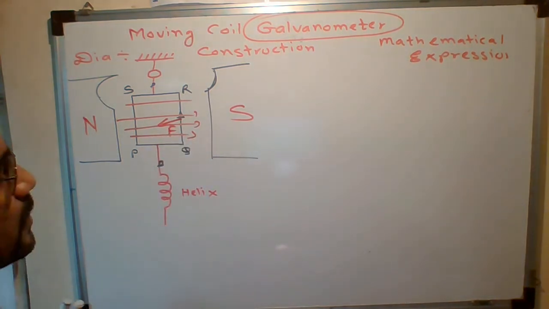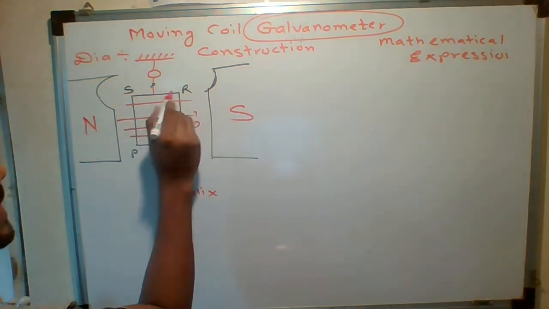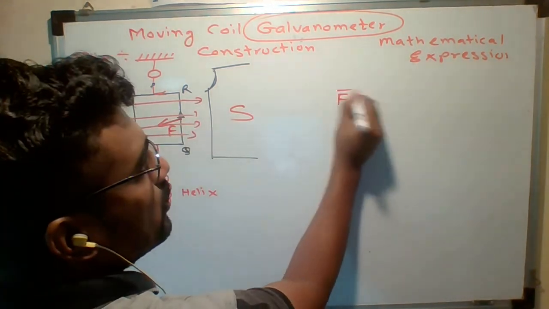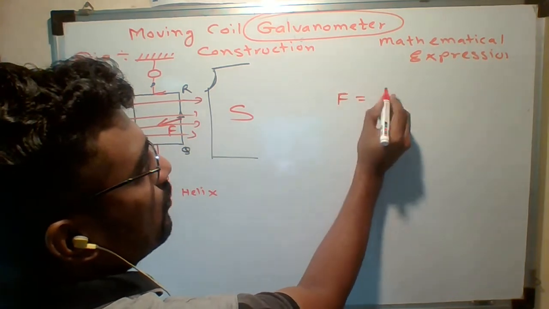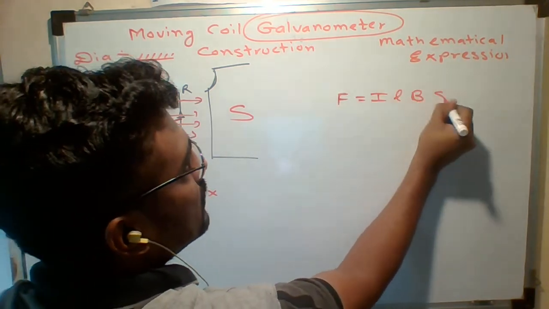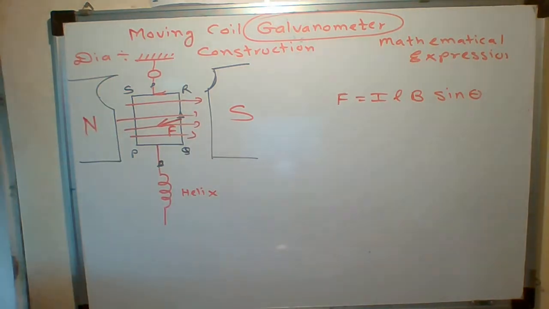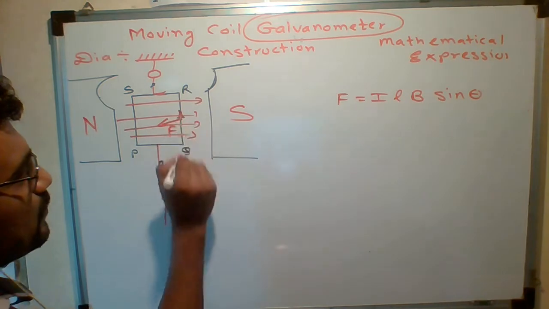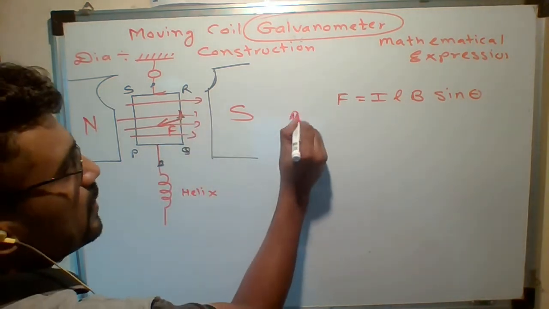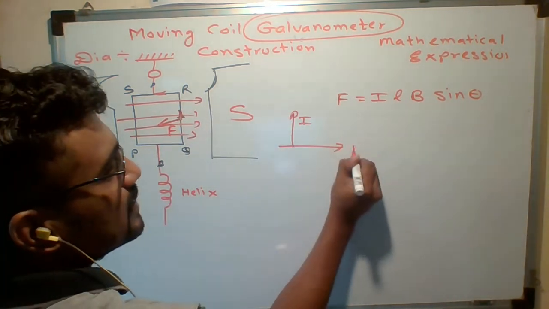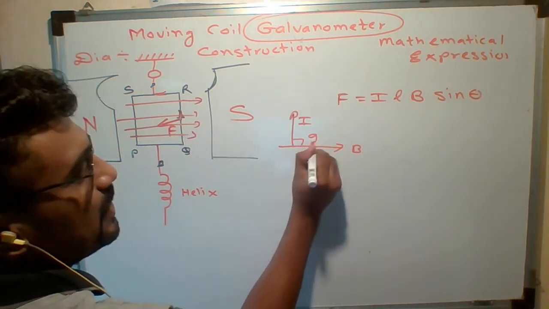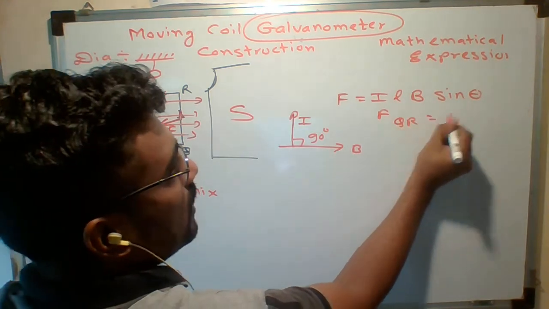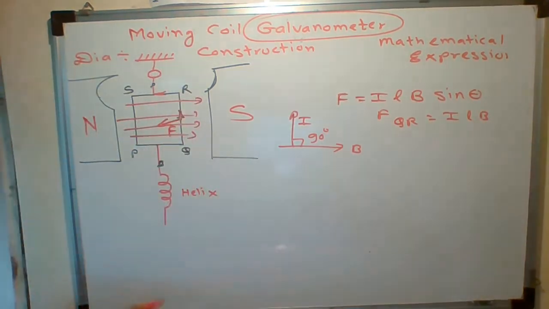And when current is flowing through this arm, what is the formula for force? I told you already: I L B sin theta. When current is flowing through QR, the current is like this and the magnetic field is in the direction like this. What is the angle then? Sin 90. Then what is the force through QR? It will be I L B. But there will be some force.